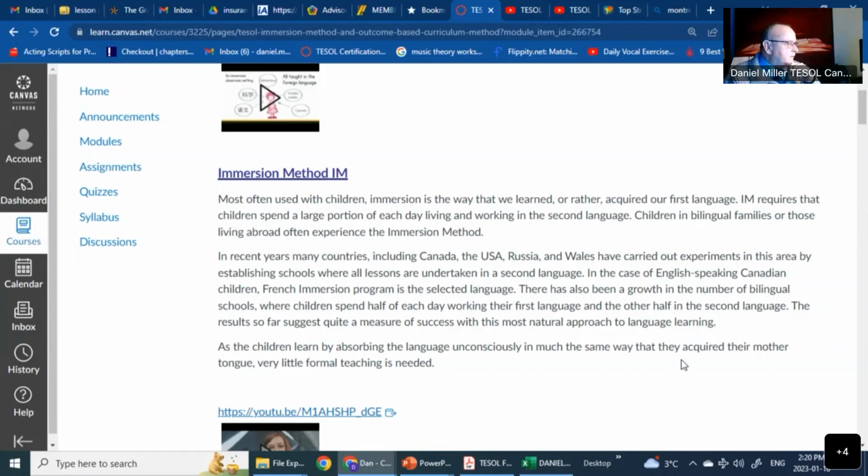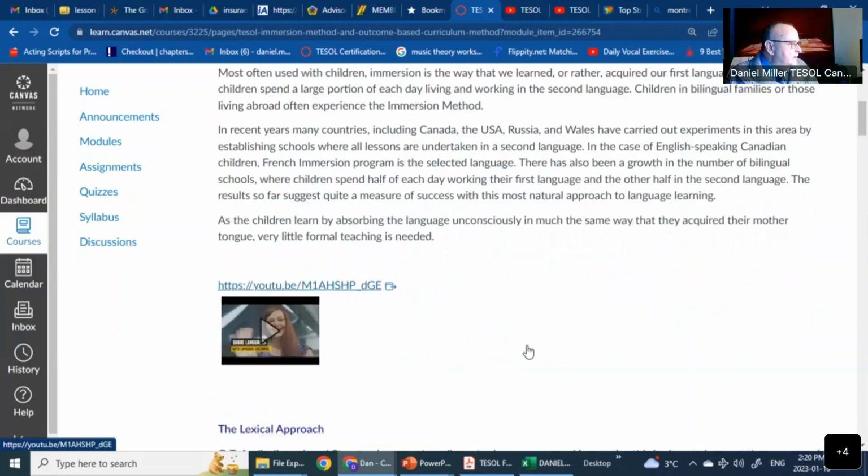The results so far suggest quite a measure of success with this most natural approach to language learning. As the children learn by absorbing the language unconsciously in much the same way that they acquired their mother tongue, very little formal teaching is needed.